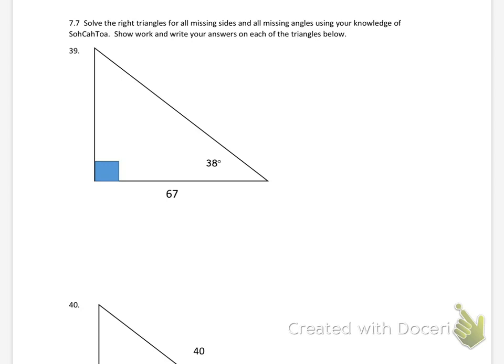Okay, they're going to ask us to solve the right triangle for all the missing sides and all the missing angles. So I know I have a missing angle right here, only one missing angle, and I have a missing side here and a missing side there.